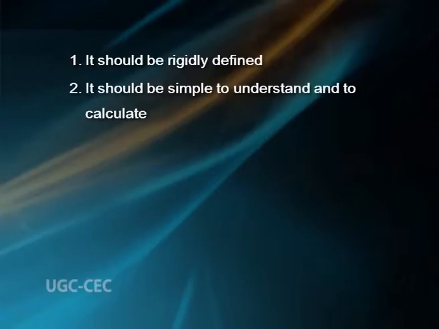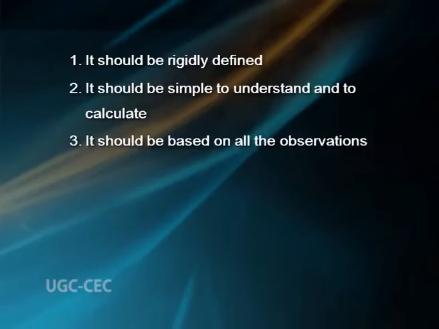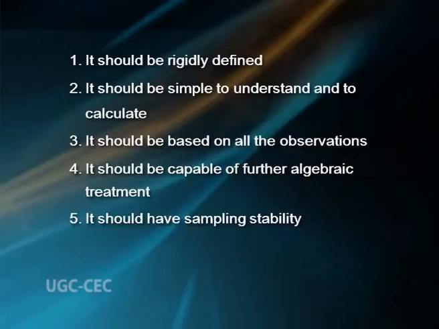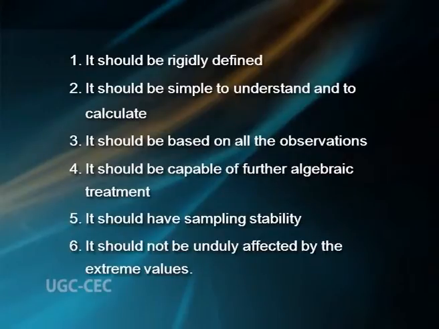Properties of good measure of dispersion. 1. It should be rigidly defined. 2. It should be simple to understand and to calculate. 3. It should be based on all the observations. 4. It should be capable of further algebraic treatment. 5. It should have sampling stability. 6. It should not be unduly affected by the extreme values.